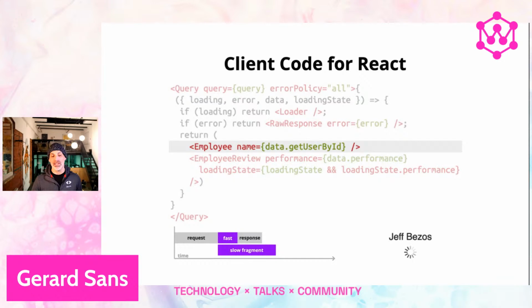So I can use an employee component and use the information coming from that initial response. Another thing that I can do now is I can render the employee review, and that will be a separate component. And I can use the information to show the spinner. And the information that I'm using here now is the loading state. So I can use that to show the spinner.